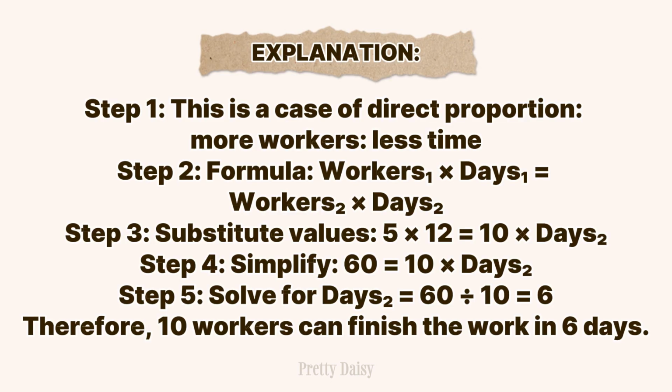Step 1. This is a case of inverse proportion. More workers mean fewer days. Step 2. Use the formula. Workers sub 1 times days sub 1 equals workers sub 2 times days sub 2. Step 3. Substitute the values. 5 times 12 equals 10 times days sub 2. Step 4. Simplify. 60 equals 10 times days sub 2. Step 5. Solve. Days sub 2 equals 60 divided by 10, which equals 6. Therefore, 10 workers can finish the work in 6 days.